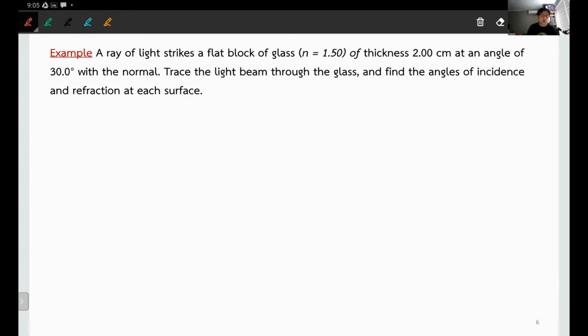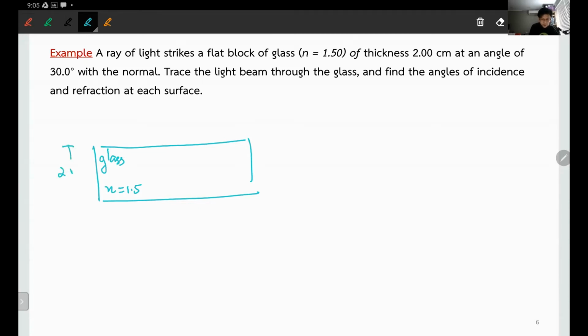Okay. Let's take a look at the first example here. You have a ray of light that strikes a flat block of glass with a given index of refraction n. Okay, nice. So let's draw that one. You have a flat block of glass. Let me highlight that. n equal to 1.5. That is the glass. Here we go. The thickness is given. Okay, very good. 2 centimeters. That's fine.